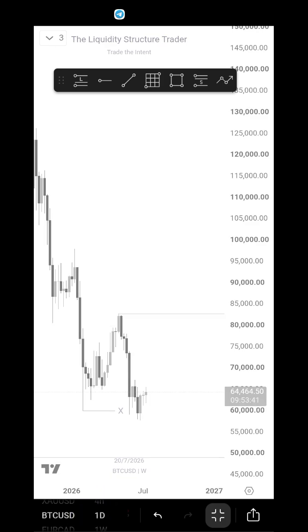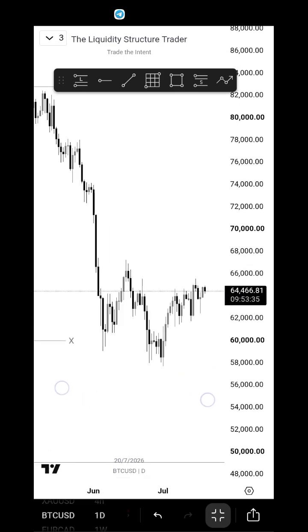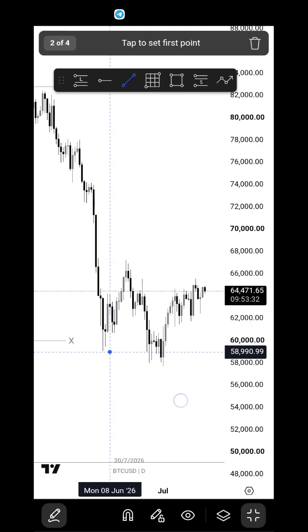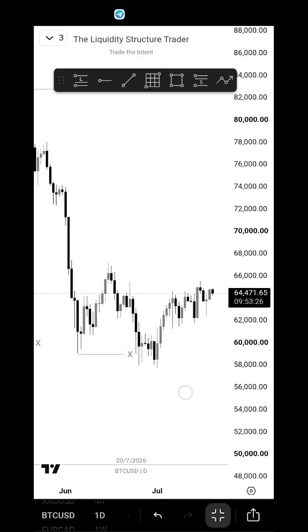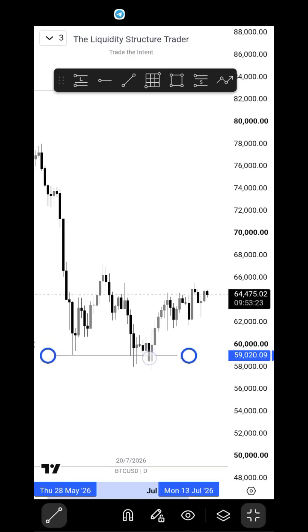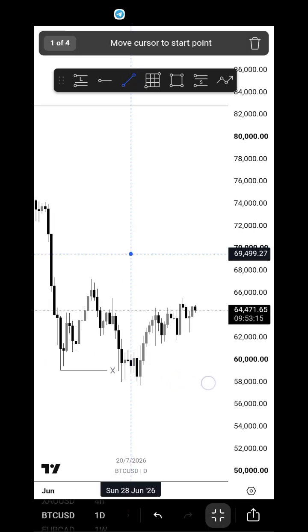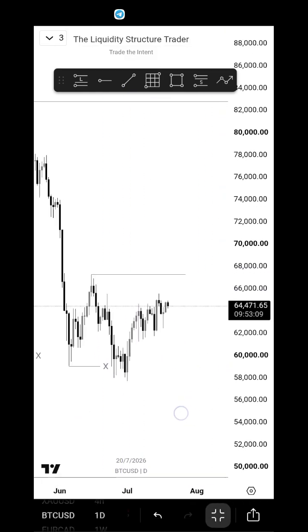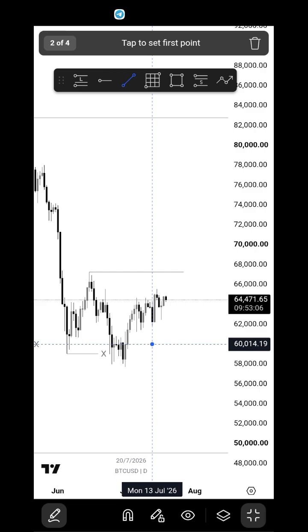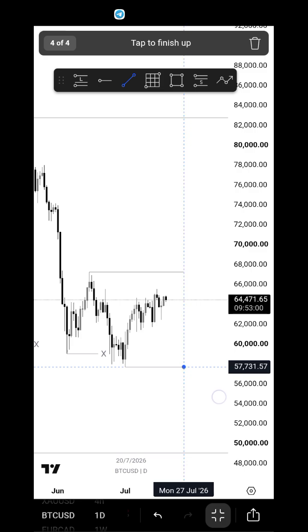So now to the daily time frame. What can we see on the daily time frame? In the daily time frame, we had a valid break of structure here, and this is the swing high responsible for this break of structure. Therefore, our daily draw on liquidity sits below here.